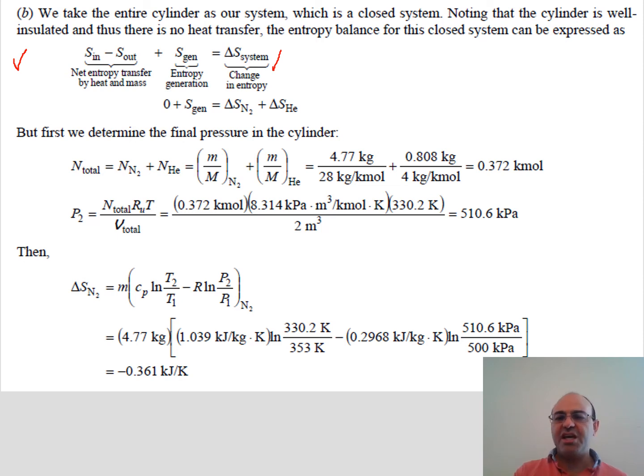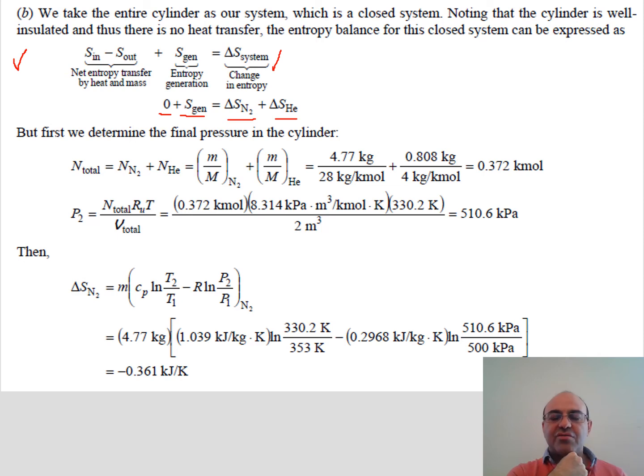So entropy in, entropy out: there's no inlet, there's no outlet, there is no heat transfer, so entropy in and entropy out are 0. Then we always have the entropy generation term, and it's equal to delta S of the system. So delta S of the system is delta S of nitrogen plus delta S of helium. Okay, so how to find delta S of nitrogen and delta S of helium?